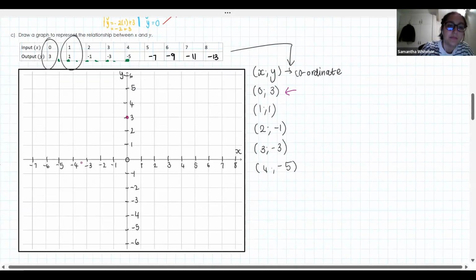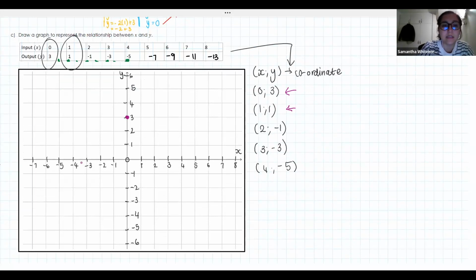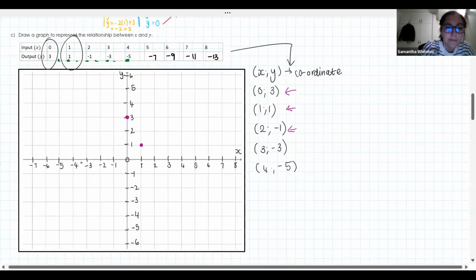We go up to 3 and we plot our point. Our next coordinate is at 1, 1. So I go to 1 on my x-axis, up to 1 on my y-axis, and I plot my point. And so I keep plotting my points according to the coordinates, or the input and output values, I determined from my table. So 3, -3, 4, -5. I could keep going, but I'm sort of reaching the end of my Cartesian plane, so I'm stopping.